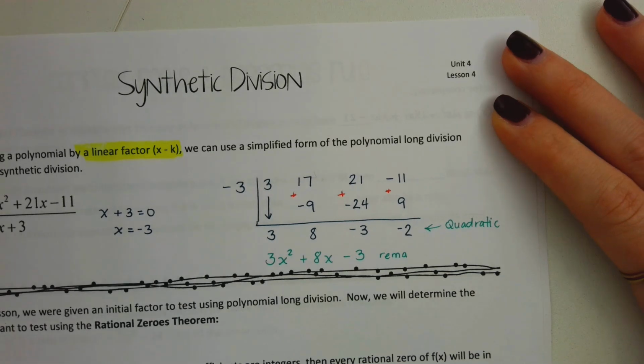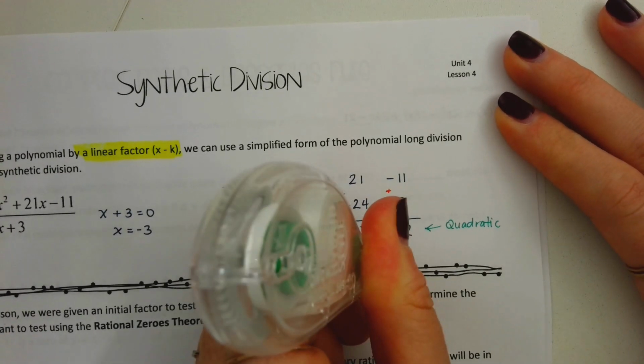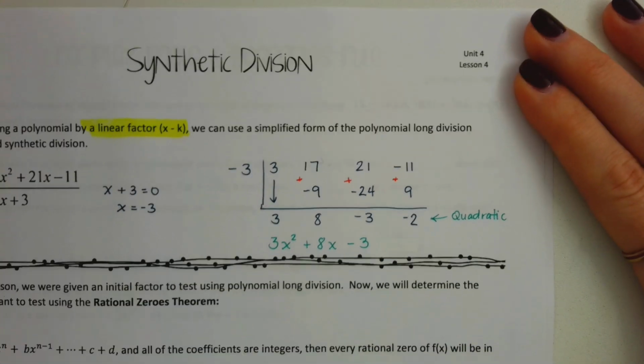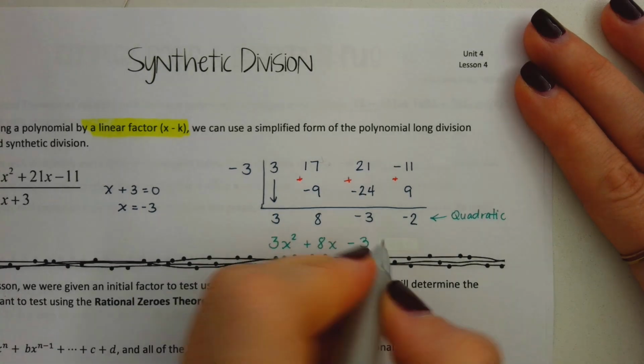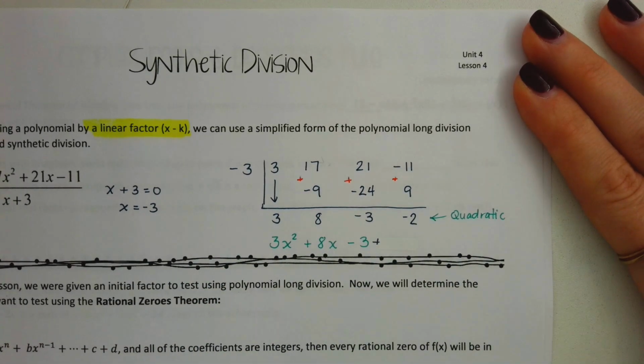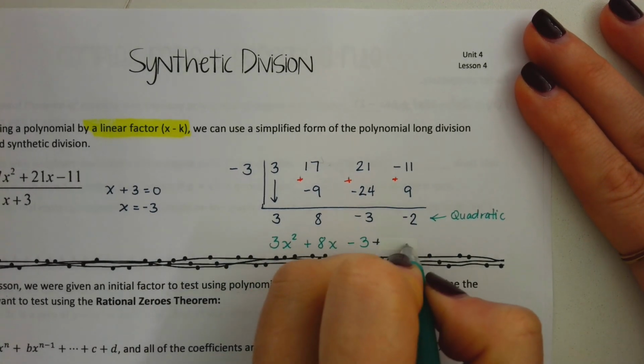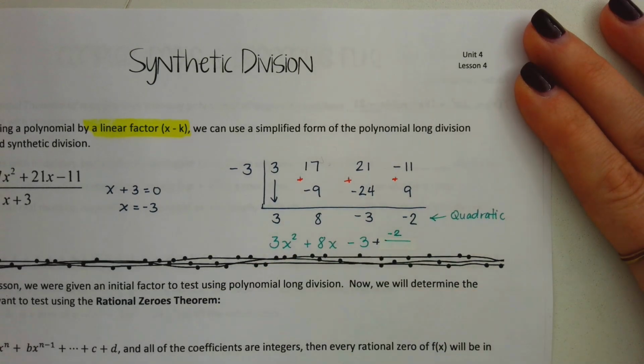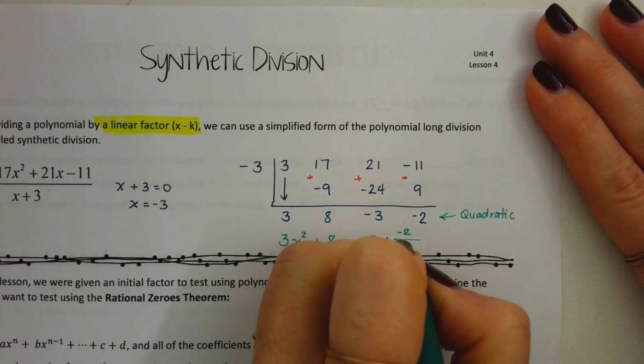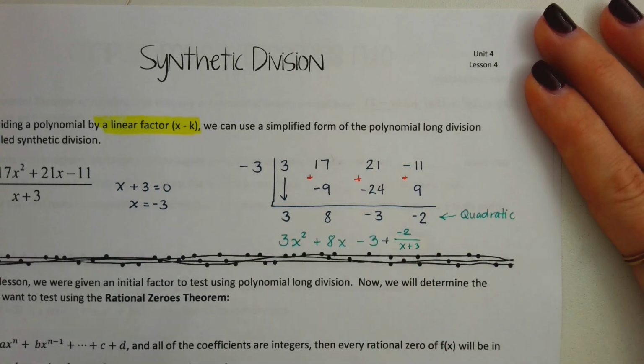Actually, let's not write remainder. Let's write it the official way. So we're going to put plus, and then we're going to put that negative 2 over, what did we divide by originally? X plus 3.